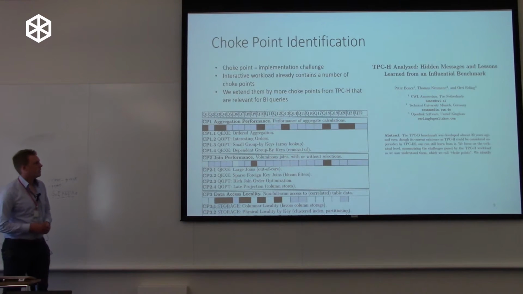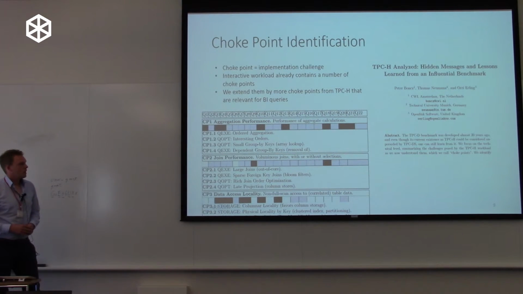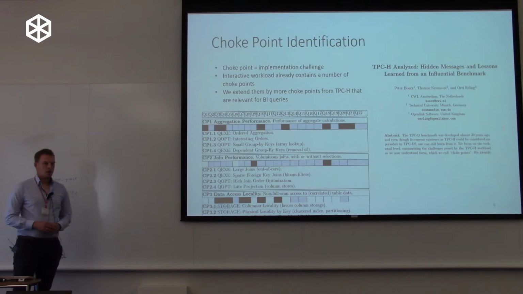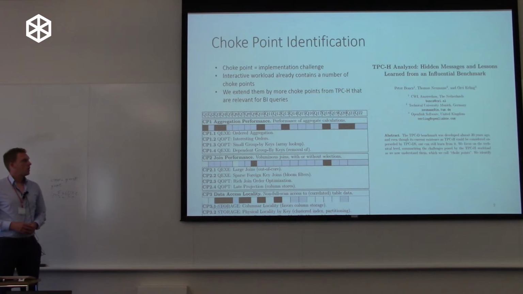Before that, just another excursus. During the last couple of weeks we spent a considerable amount of time on the choke point identification, and yesterday Peter already introduced them quite briefly. Choke points are basically implementation challenges that we want to trigger with the workloads, and we already have a set of choke points defined for the interactive workload. They come mainly from relational systems, but we also have some graph-specific choke points that go towards the direction of transitivity computation.